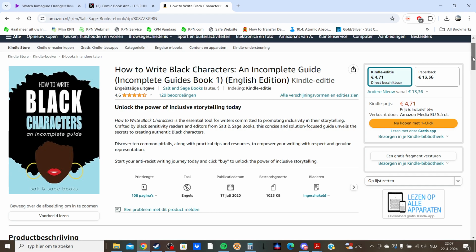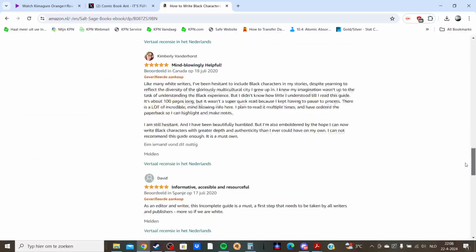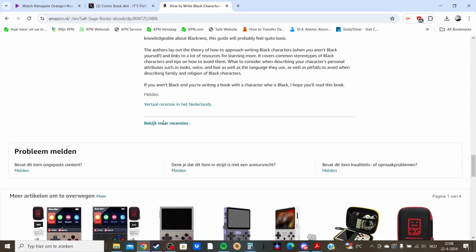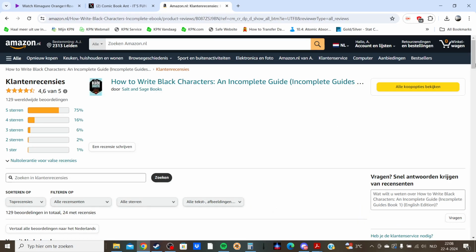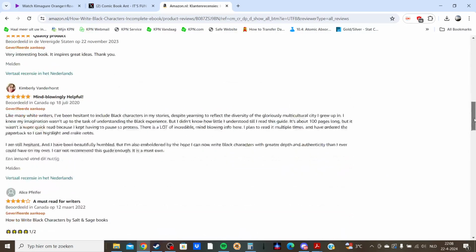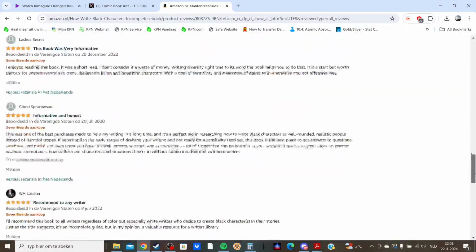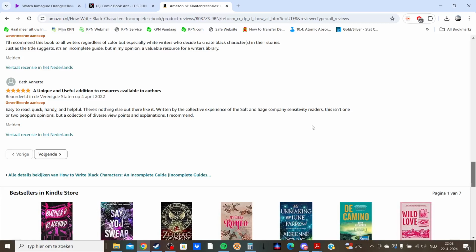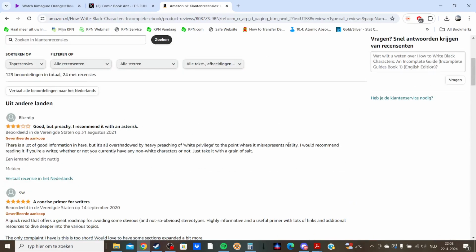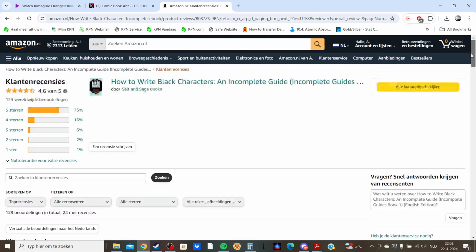And yeah, what you do with this book, we're going to the reviews. A lot of them praise it, but I have to do my own research to get into this. Recommend to any writer. Well, I wonder who those writers are. But yeah, there's a lot of good information there, but it's overshadowed by heavy preaching of white privilege to the point where it misrepresents reality. So just take it with a grain of salt. Use what is useful and dump what's useless.